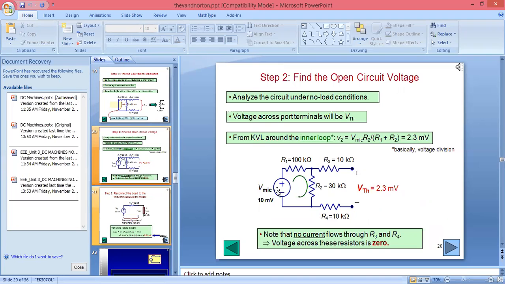How will you get it? V input 10 millivolt into R2 upon R1 plus R2. If you put in the values, you will get the Thevenin voltage or VOC, that is nothing but 2.3 millivolt. So here we can say no current will flow through R3 and R4 because we are considering this as an open circuit. So the voltage across this will be 0.